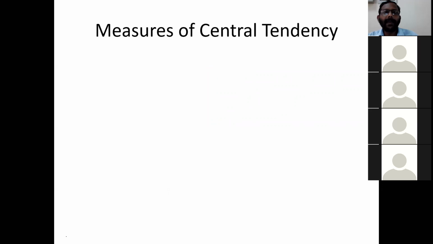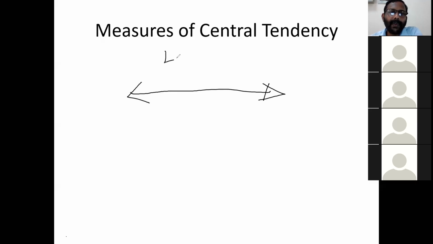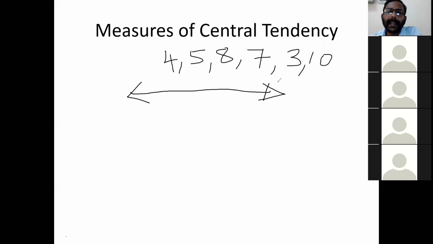Right, today we are going to talk about measures of central tendency. So, for example, if you have data, I can put data into a range, isn't it? Let's say I have 4, 5, 8, 7, 3, 10. So this is my data. How many data points are there? 6 data points are there.